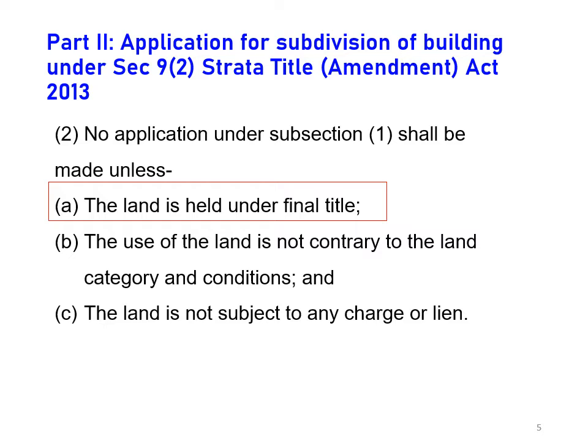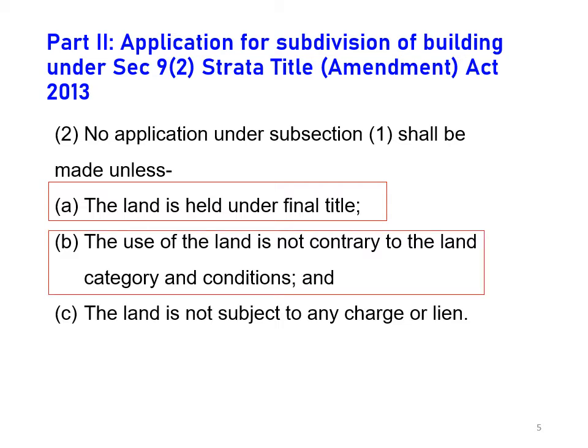The second one is the use of the land is not contrary to the land category and conditions. Now understand this one? The proposed use of the building later on is not contrary, tak berlainan, it's not different to the land category and conditions. Category of land use and conditions are on the land title, but the actual one must tally with what is on the title.